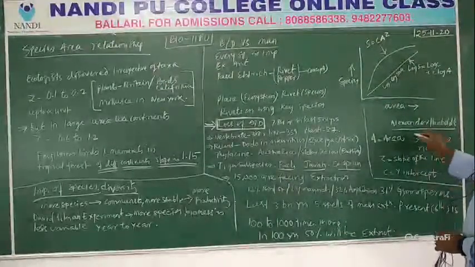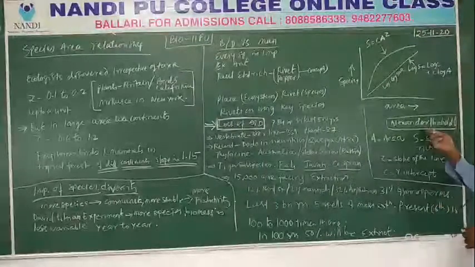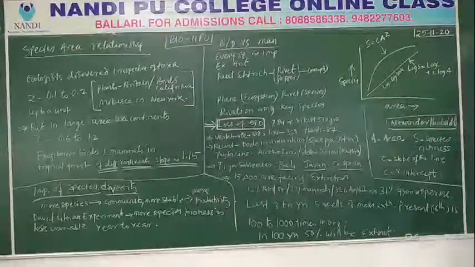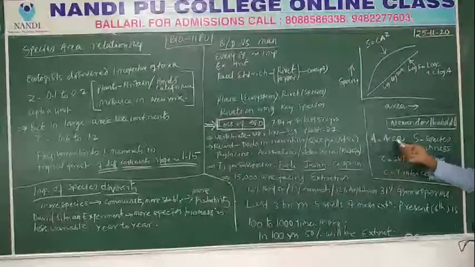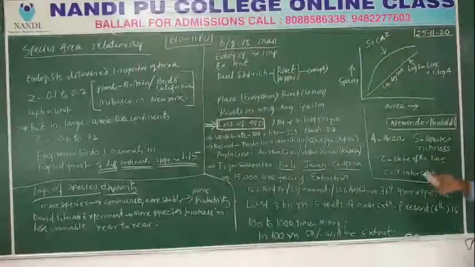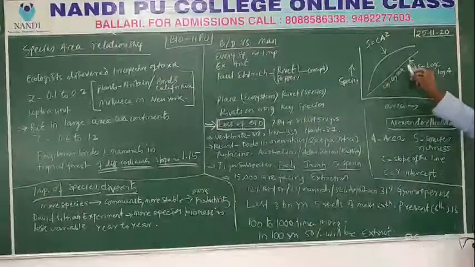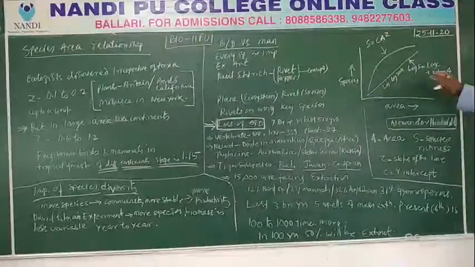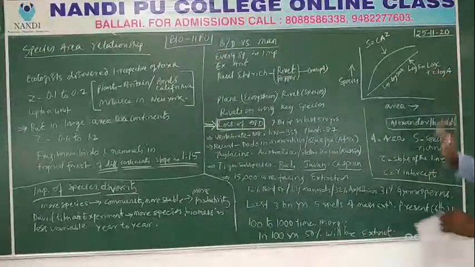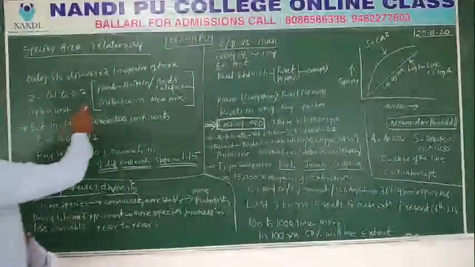Right. Now the scientist's name is Alexander Humboldt, remember this. And every short form given here: A stands for area, S stands for species richness, Z stands for slope of the line, and C is the Y intercept, where it is hitting the Y axis. Is that clear?